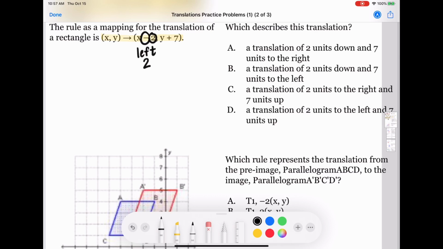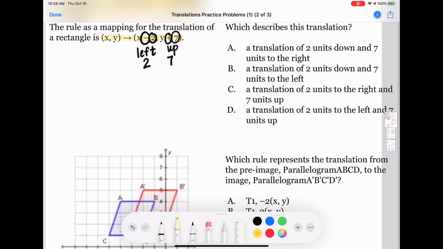2 units. We can see that we are also doing a translation vertically. More specifically, we are moving up. We are moving up 7 units. So our translation should say that we have a translation 2 units to the left and 7 units up. Let's see which of these statements matches that description.